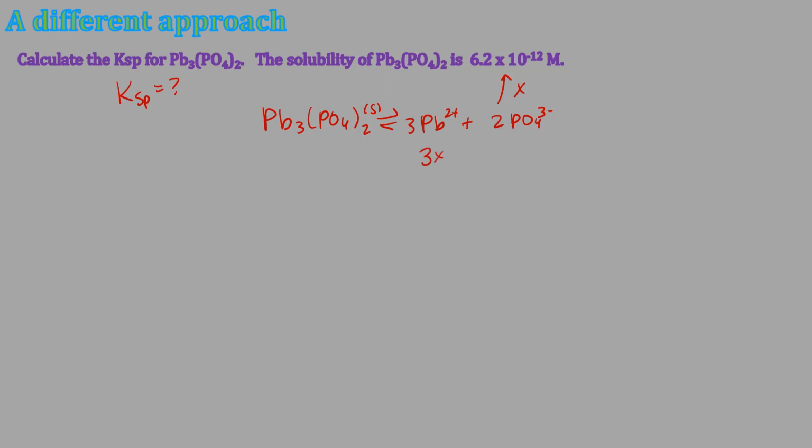So instead of doing the whole RICE table, I know that I'm going to end up with 3x here and 2x here, right? Because it's 0 plus 3x, and then you get 3x. So you end up getting that. So then in my Ksp, the Ksp is equal to 3x, and then it has to be cubed, and then 2x, and it has to be squared. So I end up with 27x to the third, 4x to the second, so that's 108x to the fifth, and that will give us our Ksp, which is what we're looking for.